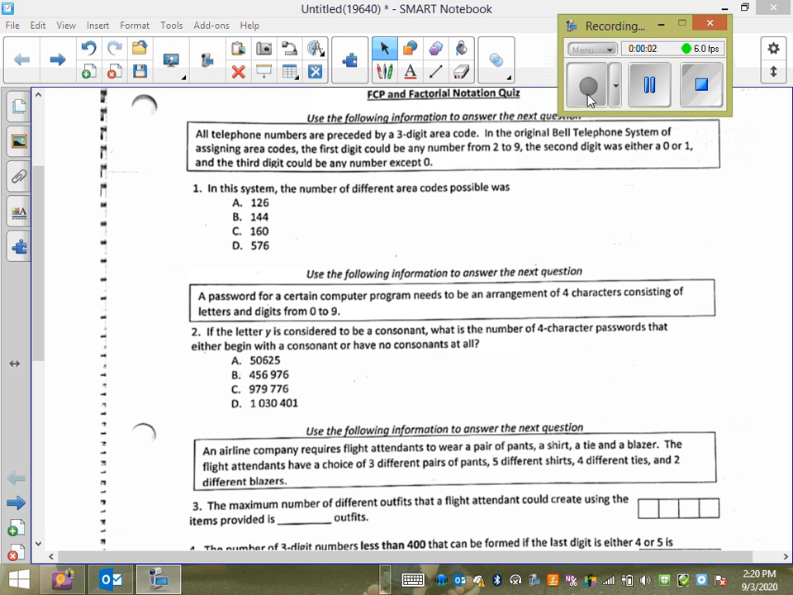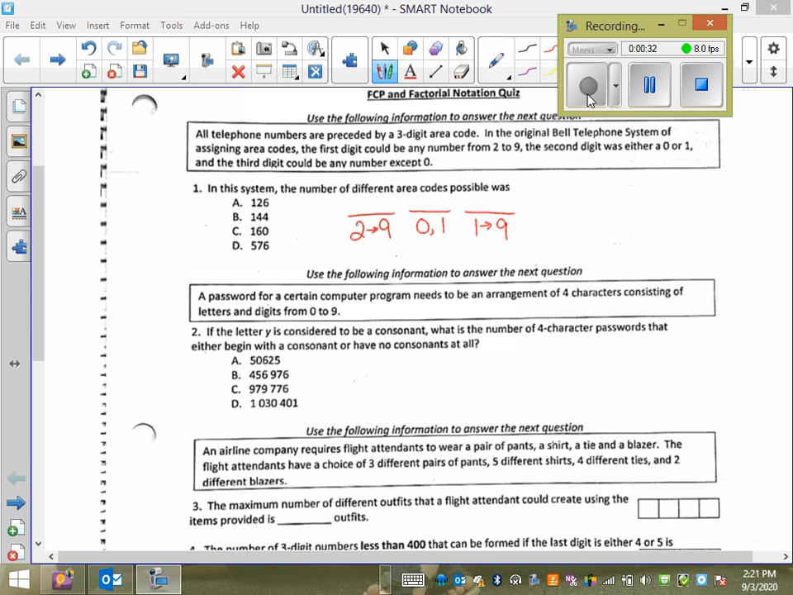So the first one says, all telephone numbers are preceded by a 3-digit area code in the original Bell telephone system of assigning area codes. The first digit could be any number from 2 to 9. The second digit is either 0 or 1. And the third digit can be any number except 0. In this system, the number of different area codes possible are.